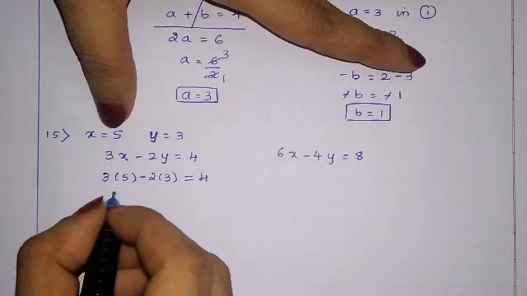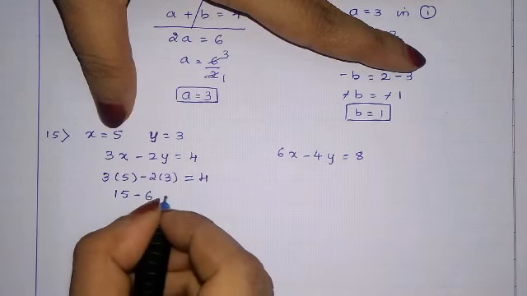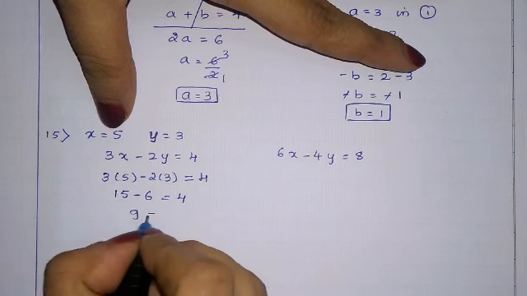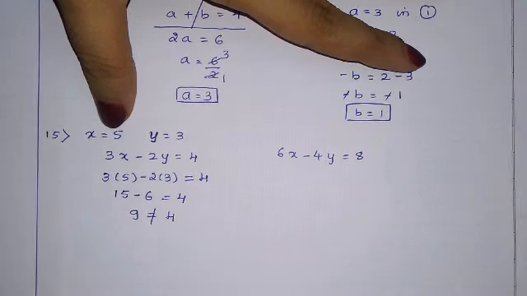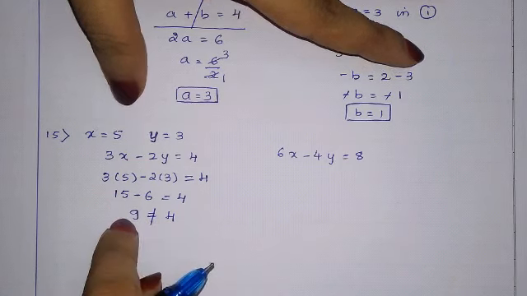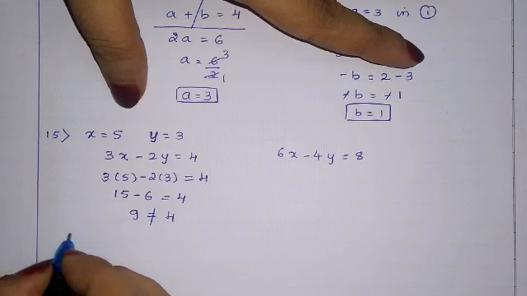Let us see. 5 3s are 15, minus 2 3s are 6, is equal to 4. 15 minus 6 is 9. So 9 is equal to 4? No, it cannot be equal to 4. So we proved that it does not satisfy. So it does not satisfy this value.